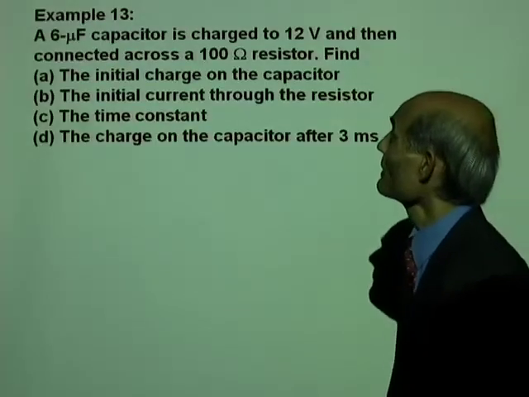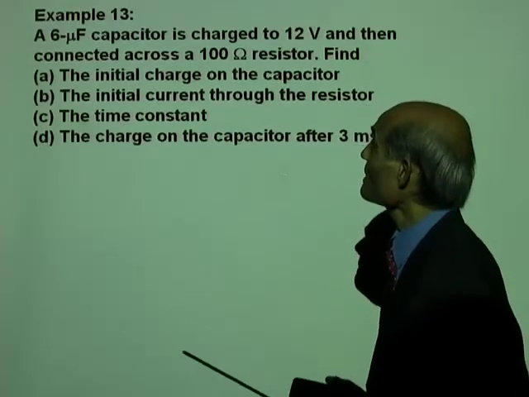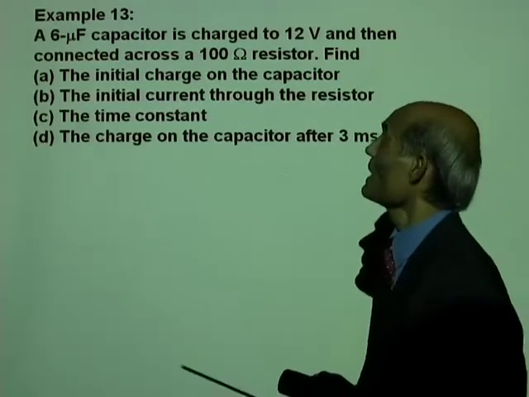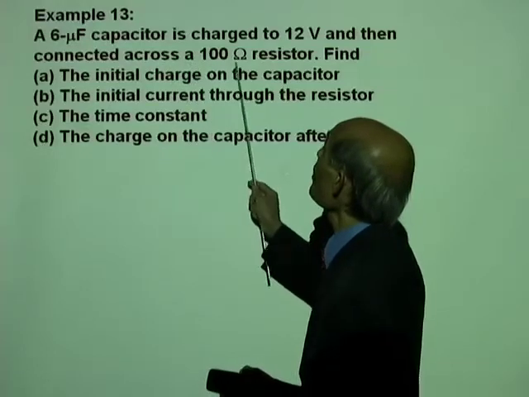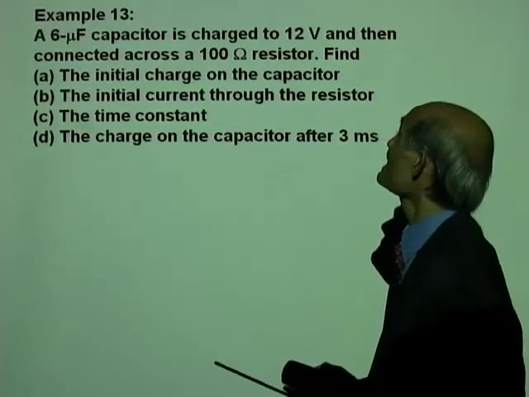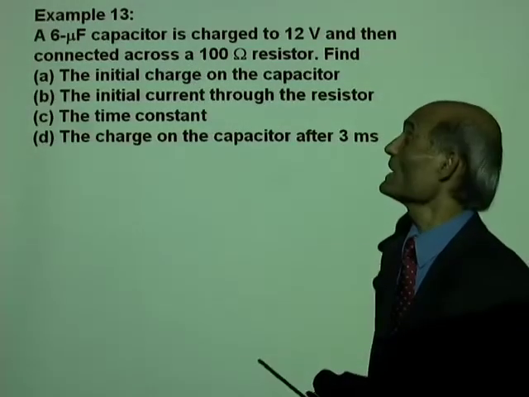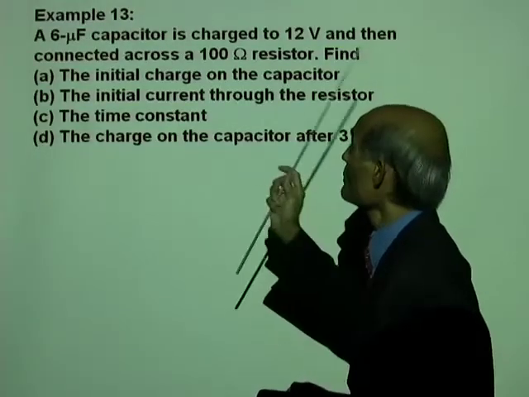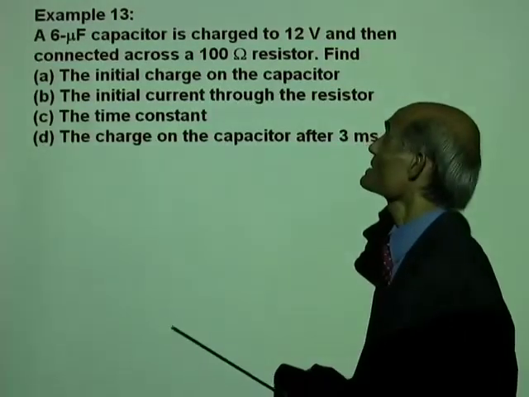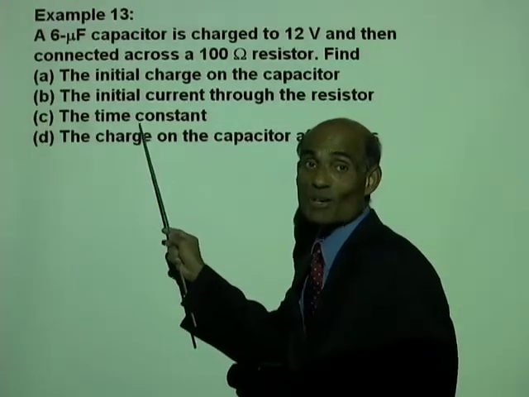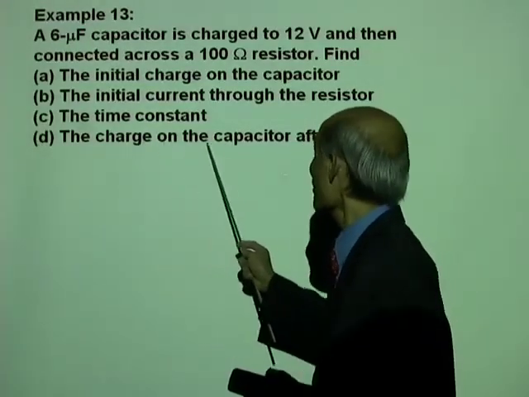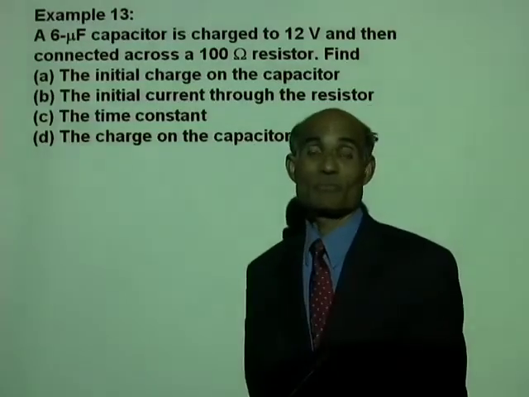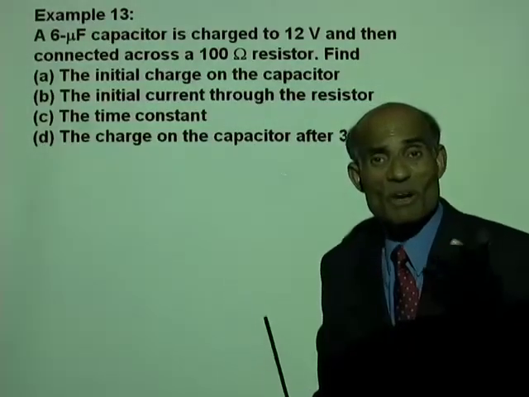Another problem. A 6 microfarad capacitor is charged to 12 volt and then connected across a 100 ohm resistor. Find A, the initial charge on the capacitor, B, the initial current through the resistor, C, the time constant, and D, the charge on the capacitor after 3 milliseconds. It's not different from the one we did earlier.